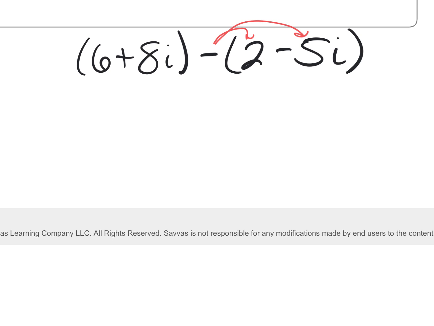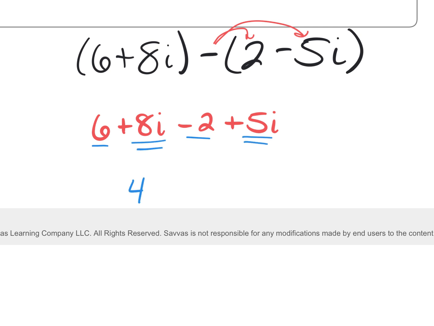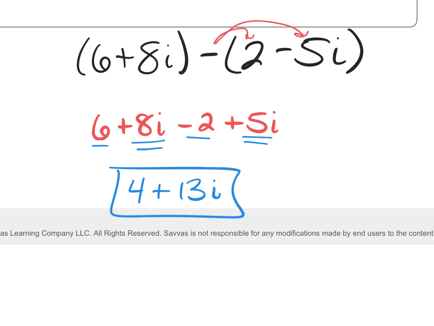Keep, change, flip. Okay, so we're keeping the first set of parentheses. We're changing all of the signs and flipping in the second parentheses. So positive 2 turns to negative 2. Negative 5i turns to positive 5i. Now how can we simplify this? Combine like terms. 6 minus 2 is 4, 8i plus 5i is 13i. Is that in the form we want? Yes, that's my answer. Okay, go ahead and try example 2, A and B.